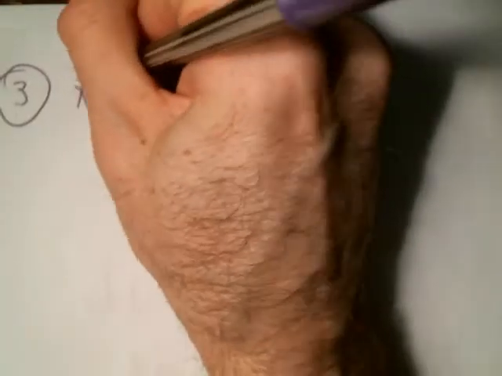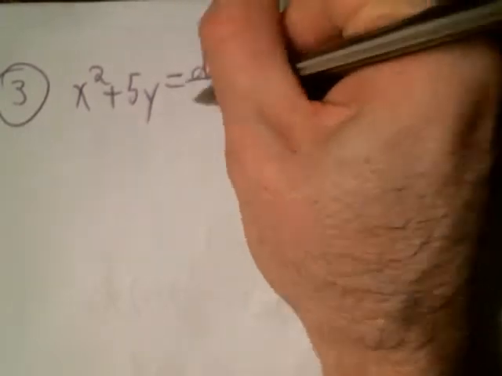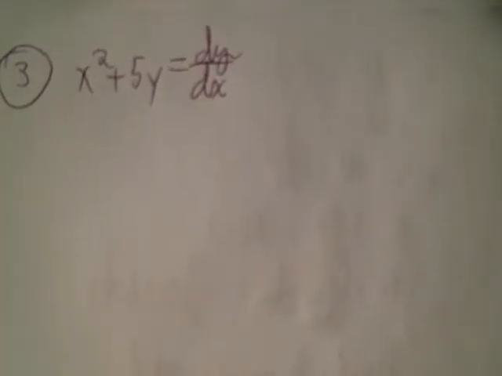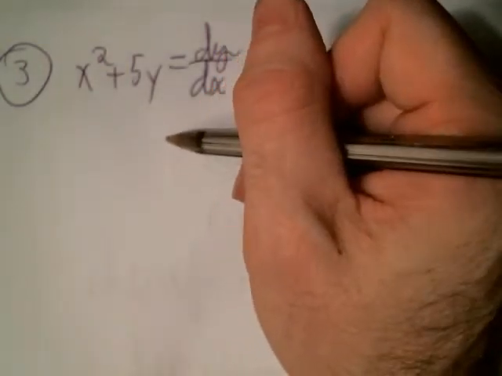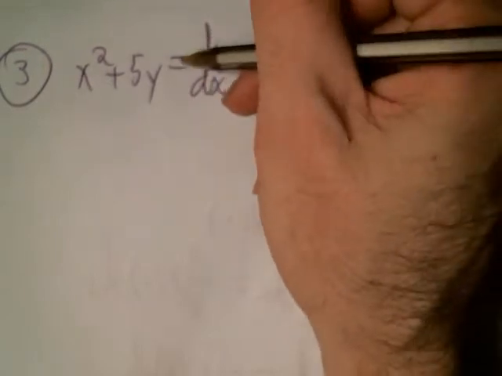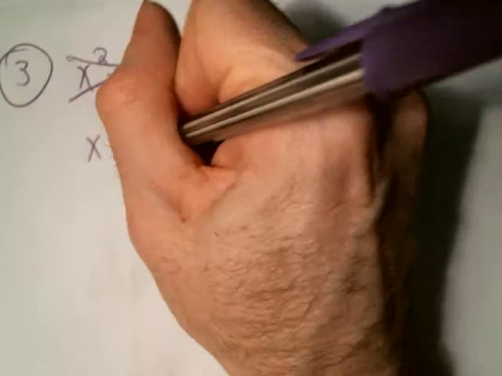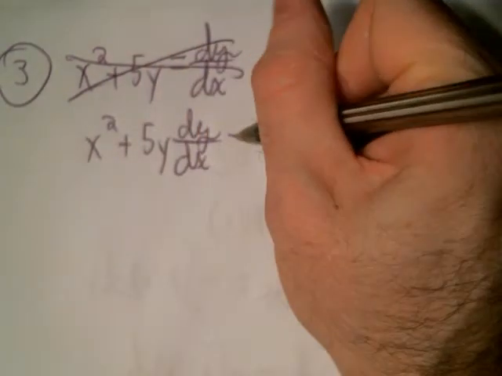So let's go through. Number 3, we have x squared plus 5y dy over dx. Whoops, this is equal to 0. So I copied that wrong. I was going to say that's going to be a little harder. x squared plus 5y times dy over dx equals 0.